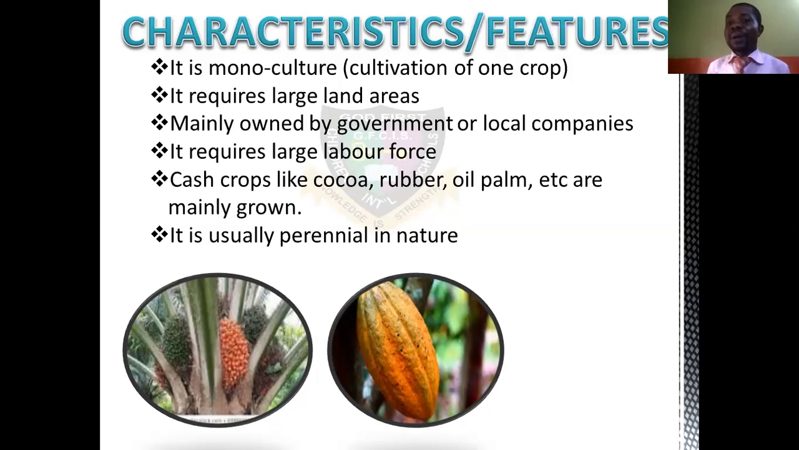Then it is usually perennial in nature. Yes, these cash crops we are talking about, they are perennial crops. That is, you do not grow them today and in the next few months say you want to harvest them. No. You could plant oil palm and it will take a while before it begins to produce for you. Maybe you have lived your life. Your children will not be the one to harvest.